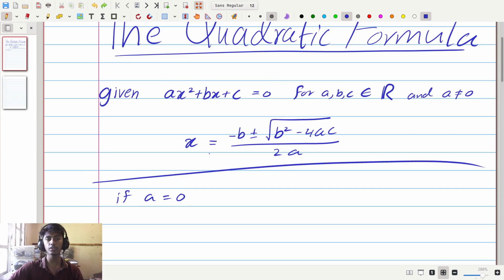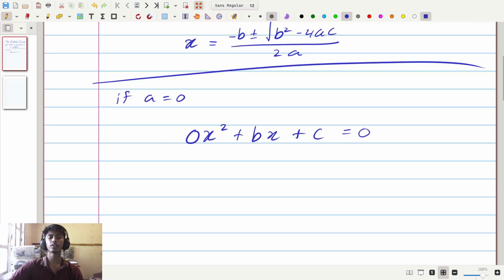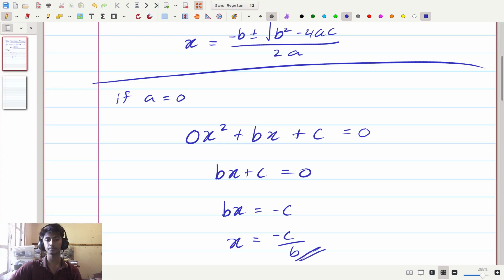When a is equal to 0, then a over here in this bit is equal to 0. So therefore what we have is 0 times x squared plus bx plus c equals 0. Now, no matter what x is, 0 times x squared would be equal to 0. So therefore this whole term here is equal to 0. So what we have is 0 plus bx plus c equals 0, which means we have bx plus c equals 0. Taking the c to the other side, we can see that bx is equal to negative c, and dividing both sides by b, we can see that x is equal to negative c divided by b.